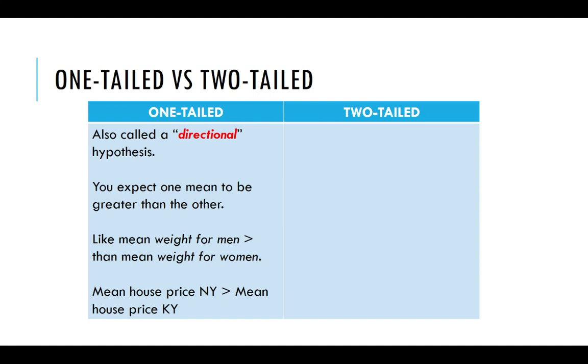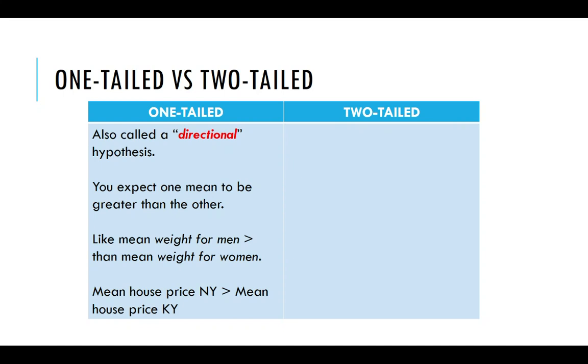When we talk about one-tailed tests, we might also be calling it a directional hypothesis. Again, you come at it with a certain expectation. In other words, you expect one mean to be greater than the other mean, of course, in the case of comparing means. An example might be mean weight for men versus mean weight for women. If I took a sample of weights for men and a sample of weights for women, it might be reasonable to expect that the mean weight for men would be greater than the mean weight for women. After all, men are on average taller.